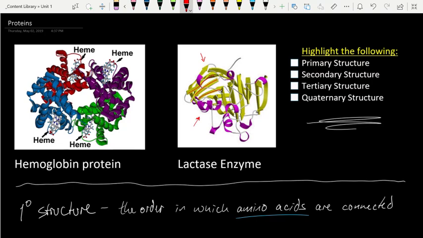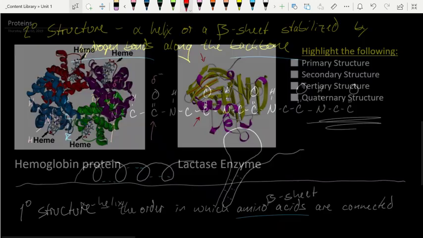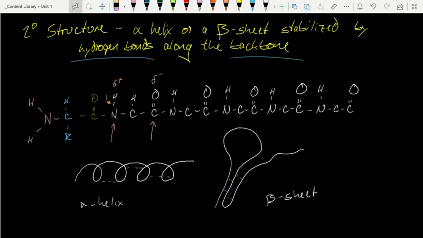Not every protein has alpha helices. Not every protein has beta sheets. Some have lots and some have a few. It just depends, again, on the primary structure. That's what dictates all of this stuff. We look at hemoglobin. No beta sheets in hemoglobin, but lots and lots and lots of alpha helices, and that's what contributes to its overall function. So, by definition, secondary structure, an alpha helix or a beta sheet stabilized by hydrogen bonds along the backbone.